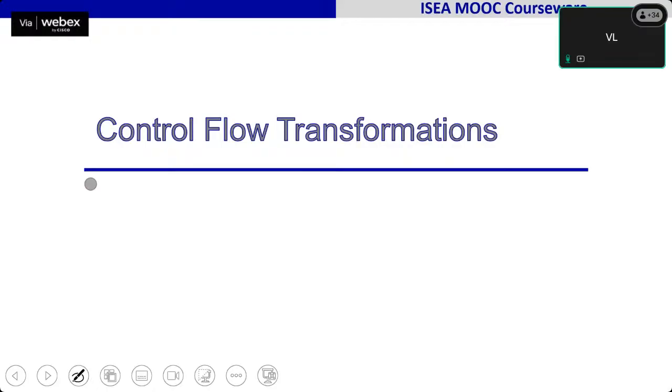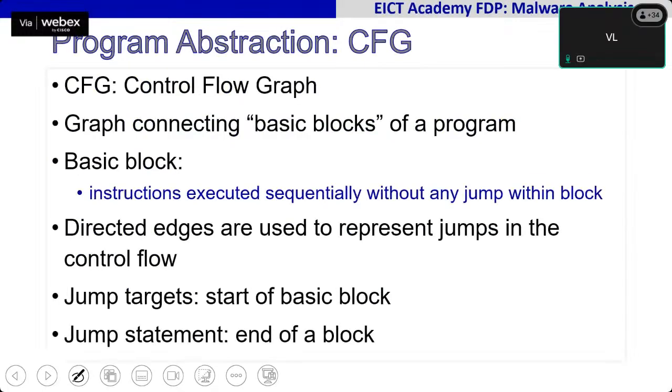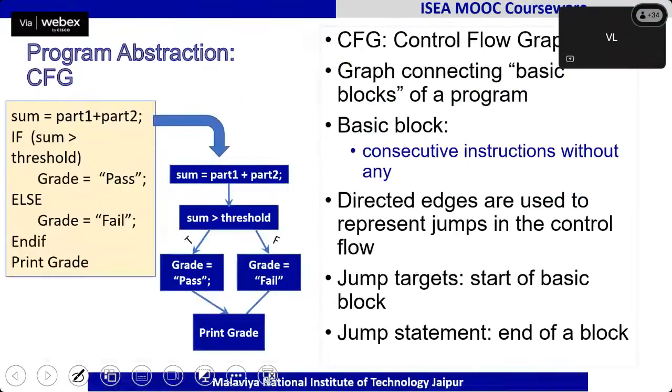So now let's come to control flow transformations. Here, this is a control flow graph. This is a code, and this code consists of a control construct. If this condition is true, do this, otherwise do this. And we can represent this in the form of a graph.